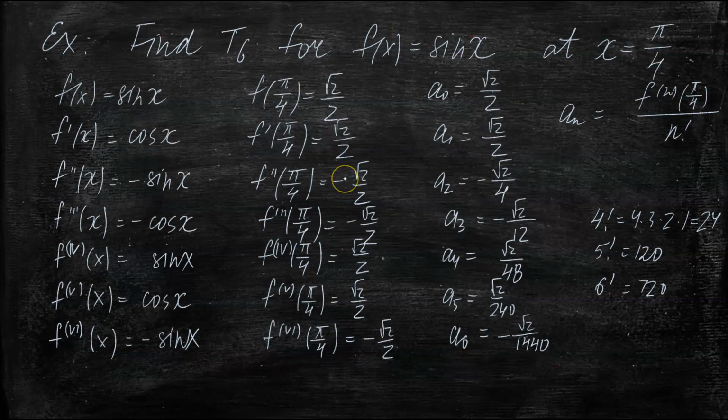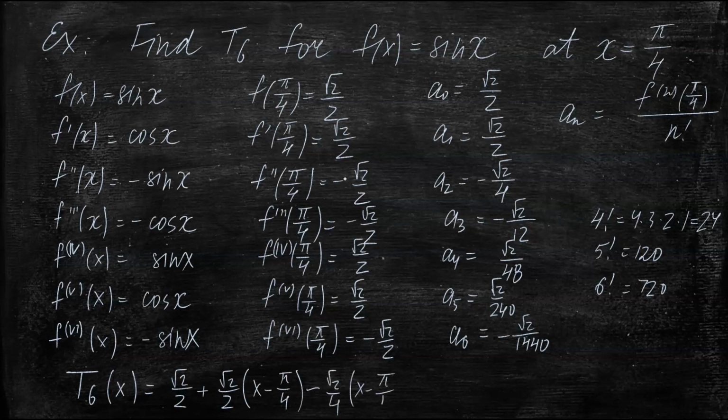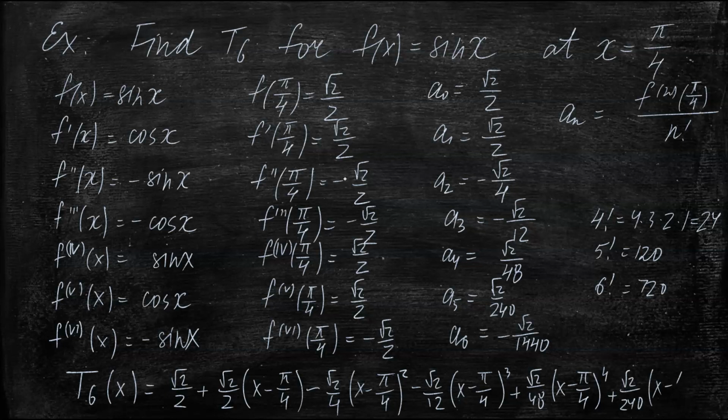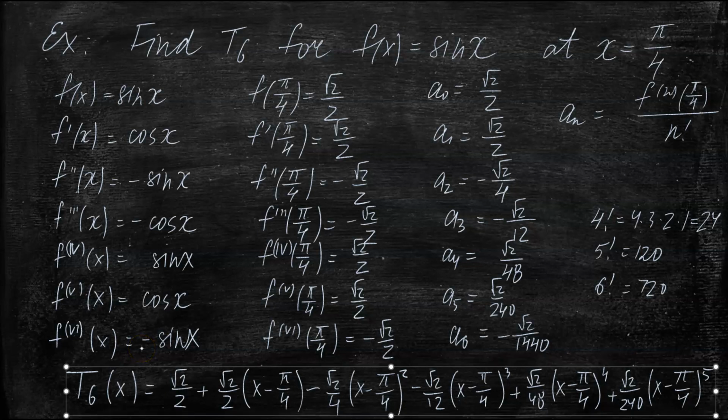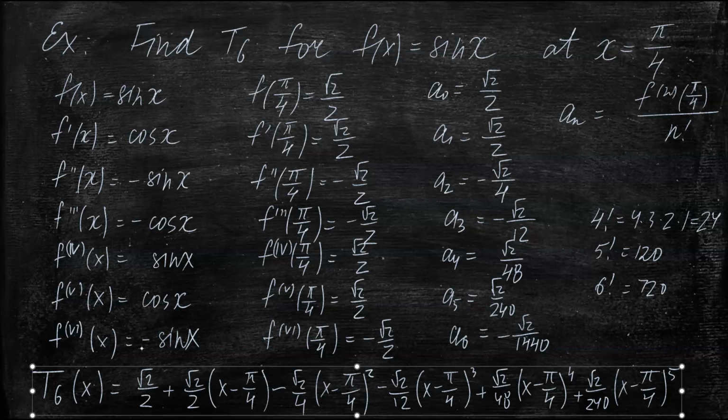So the final answer will be T6 of x is equal to, and let's write it out, square root of 2 over 2 plus square root of 2 over 2 times x minus pi over 4, minus square root of 2 over 4 times x minus pi over 4 squared, minus square root of 2 over 12 times x minus pi over 4 cubed, plus square root of 2 over 48 times x minus pi over 4 to the power 4, plus square root of 2 over 240 times x minus pi over 4 to the power 5. And the last one, to make it a polynomial of degree 6, I just need a little bit more space over there.